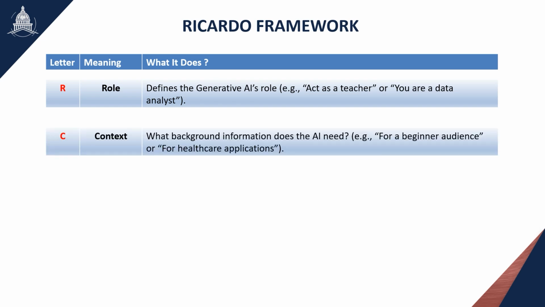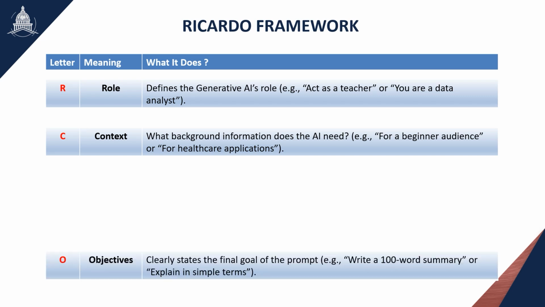Then we have C for context. What background information does the AI need? For instance, I want to evaluate my M2 students for my course Big Data Frameworks. The topics covered in my course are topic 1, 2, 3, 4, etc. Then O for objectives. What's the final goal of this prompt? For instance, create a 2 hours exam based on my course notes that are provided hereafter.